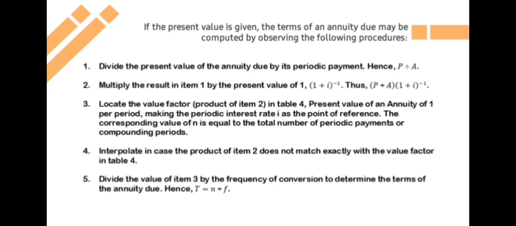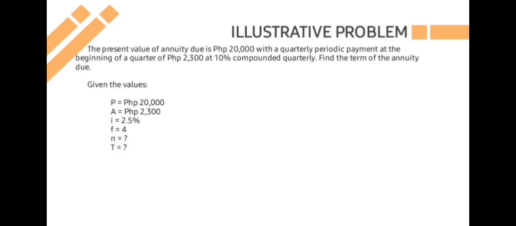Let's try an illustrative example. The present value of an annuity due is 20,000 pesos with a quarterly periodic payment at the beginning of the quarter of 2,300 pesos at 10% compounded quarterly. Find the term of the annuity due.